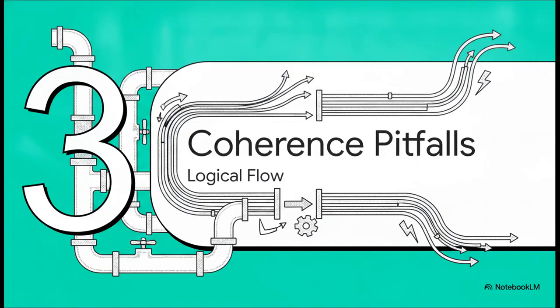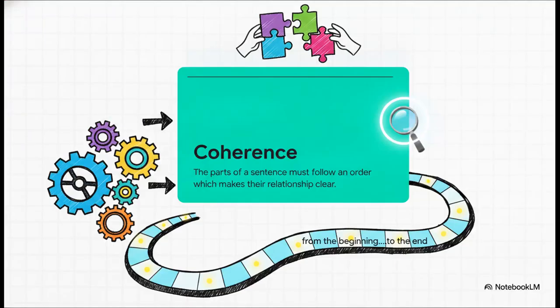Section 3. Avoiding coherence pitfalls. Okay, so with our foundation poured, we are ready to build the walls and run the utilities. So what exactly is coherence? Coherence basically means the various parts of a sentence must follow one another in an order which makes their relationship crystal clear. If unity ensures you only have one main idea, coherence ensures your reader actually makes it from the beginning of that idea all the way to the end without getting hopelessly lost in the dark.